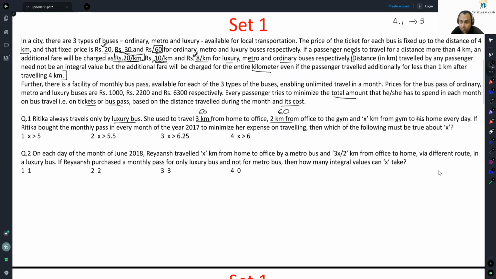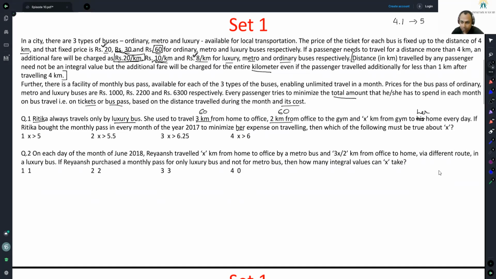Should not be his, should be her. Because Ritika, not that I'm saying the name gives away the gender, but in the latter part of the question, we are talking about minimizing her expense. So here also it should be her. Makes most sense. Anyway, it doesn't really impact the quality of the question.